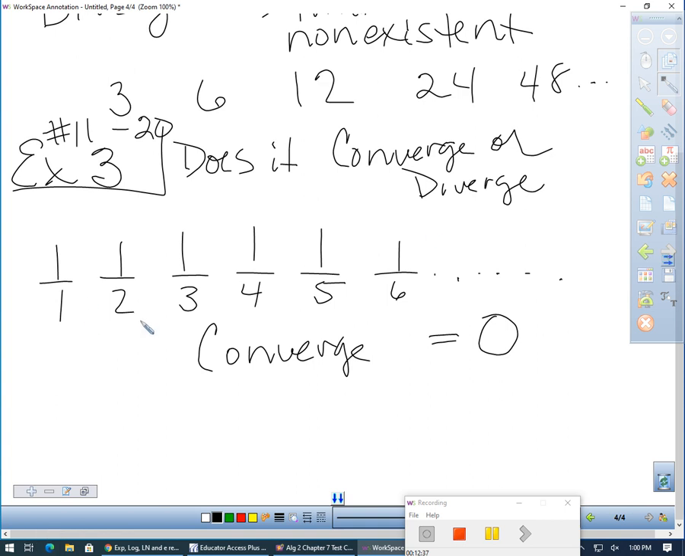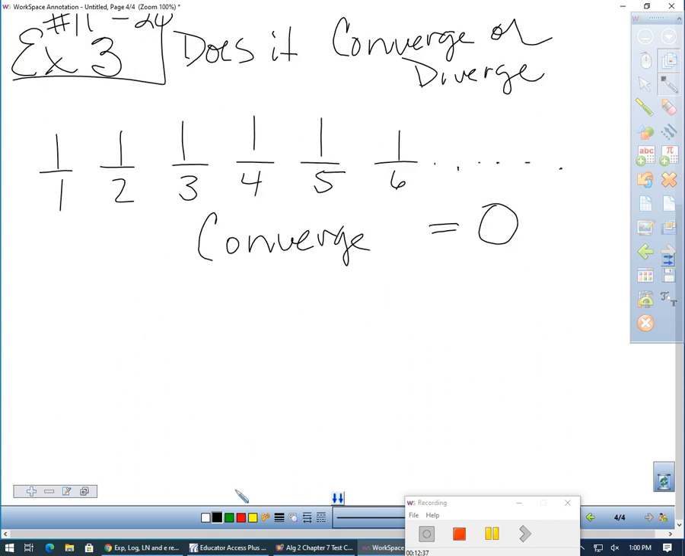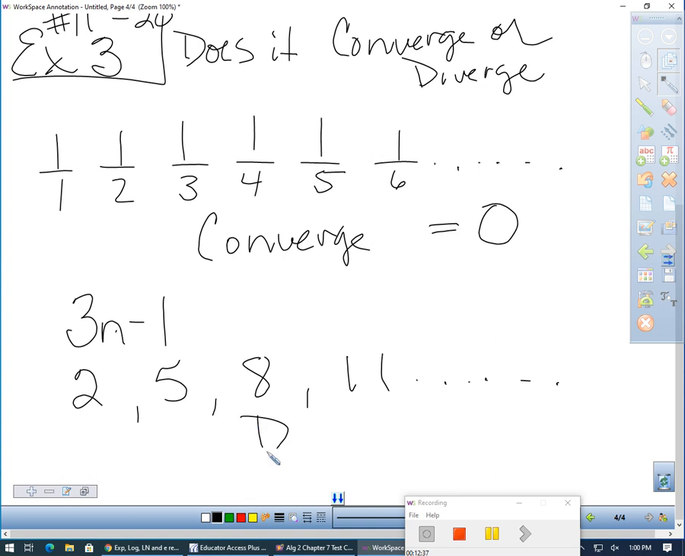Another example? Yes? Okay. What about, let me give you this one. What if I just said 3n minus 1? So now we got to decide what they are, right? I'm going to plug in for the first one. I plug in 1. I get 3 times 1 minus 1. So I get 2. For the second one, I get 6 minus 1, which would be 5. And for the third one, I get 9 minus 1, which would be 8. Fourth one, I get 11, and so on. What does this one do? Yeah, it diverges, right? Because it's not going to anything. It's going to infinity. Okay?